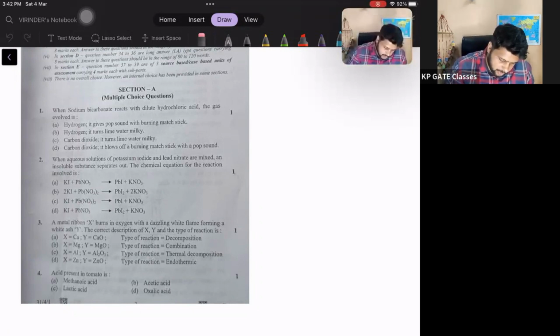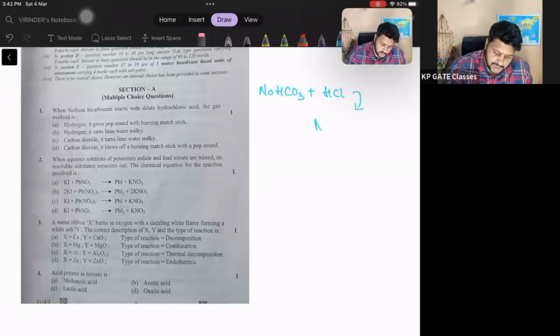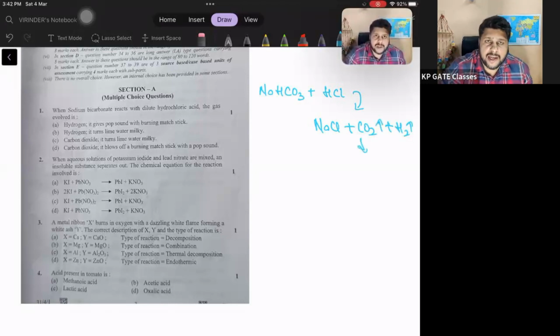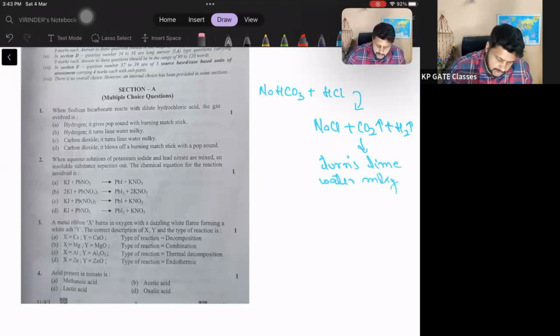so whenever we are having a sodium bicarbonate, so sodium bicarbonate is NaHCO3. So it is going to react with dilute hydrochloric acid. So it is going to give rise to NaCl plus CO2 plus H2 gas. So both of these are gas. So we can detect this carbon dioxide gas because it can turn lime water milky. So correct option here is your C. So C is our correct option here to the first question.